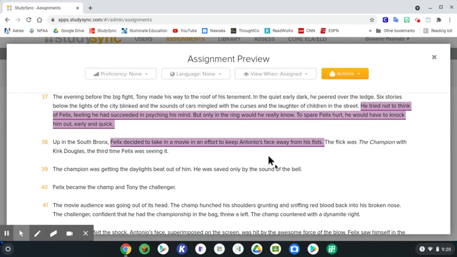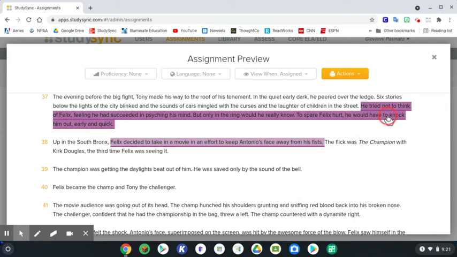The evening before the big fight, Tony made his way to the roof of his tenement. In the quiet early dark, he peered over the ledge. Six stories below, the lights of the city blinked, and the sounds of cars mingled with the curses and the laughter of children in the street. He tried not to think of Felix, feeling he had succeeded in psyching his mind. But only in the ring would he really know. To spare Felix hurt, he would have to knock him out early and quick.